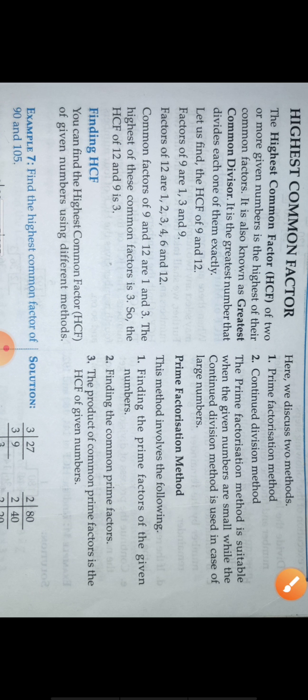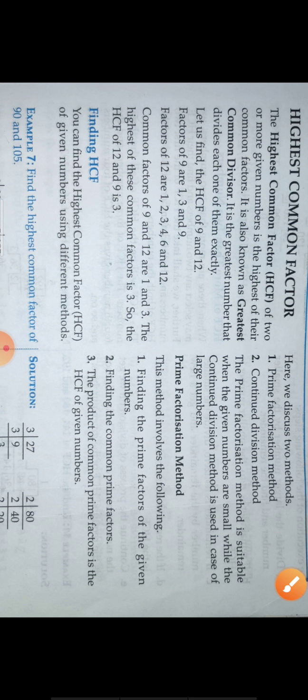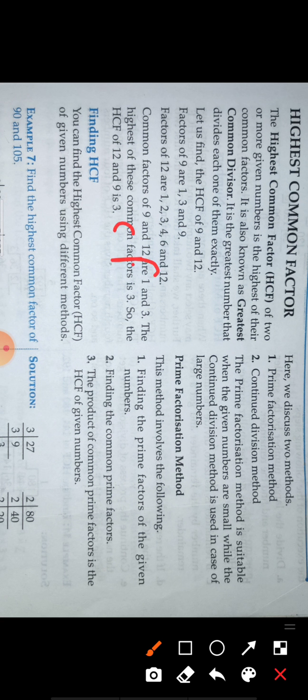Now you have to find out the common factors. Now you can clearly see 1 is common between them and 3 is also common between them. So the common factors are 1 and 3. So highest common factor is the multiple of the common factors. So highest common factor is equal to 1 into 3. That means it is equal to 3.